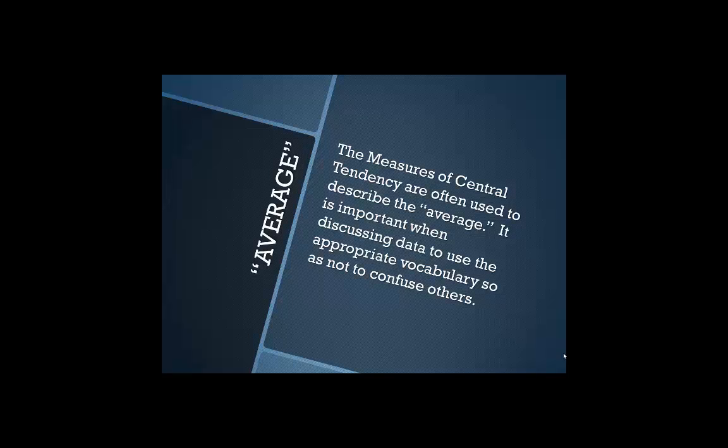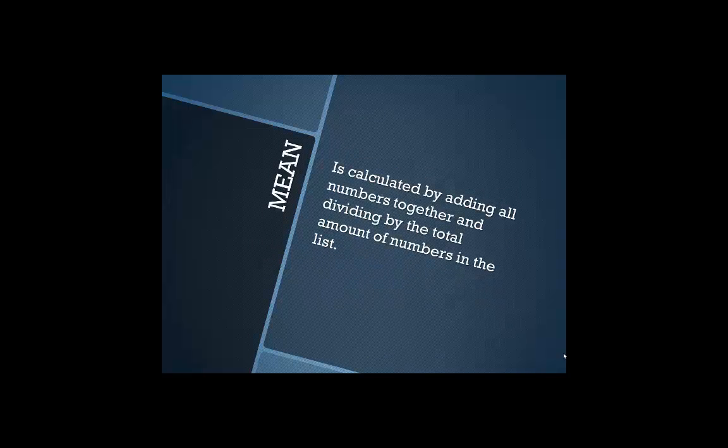Since the mean, median, mode, range, and interquartile range can all be used to describe the average for a set of data, make sure you are using the appropriate terminology so that you don't confuse other people. The mean is calculated by adding all the numbers together and dividing by the total amount of numbers that are on the list.